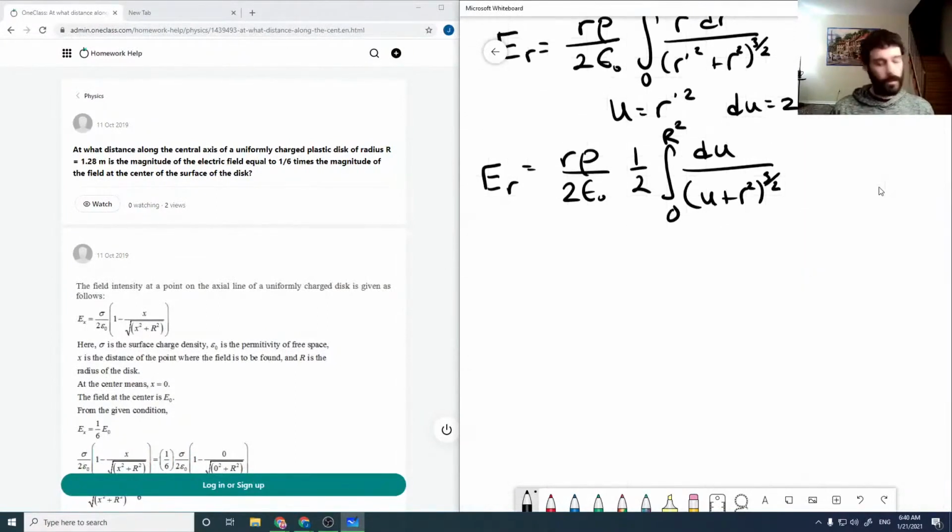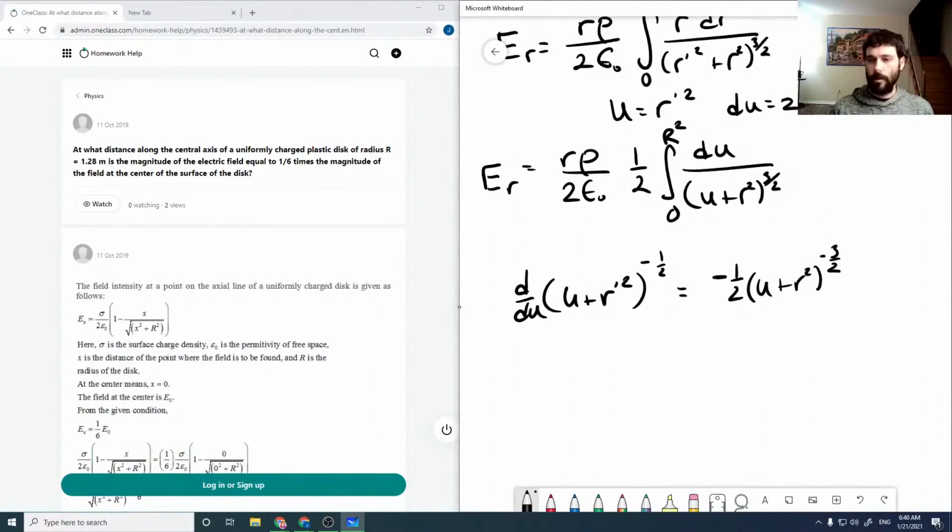All right, so if we consider u plus R squared to the minus 1/2, we know that when we integrate, basically this is going to just drop down by 1 factor. So if we take the derivative of this, then we get minus 1/2 u plus R squared to the minus 3/2. So the integral of this is just going to be minus this.